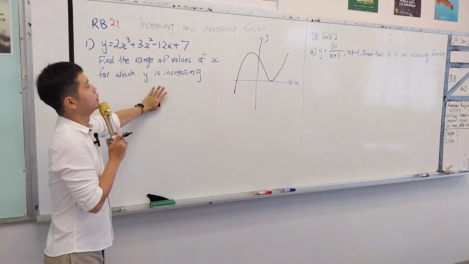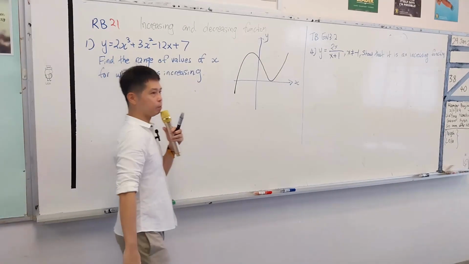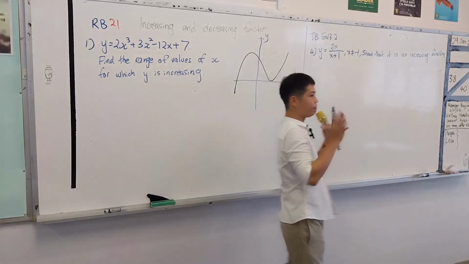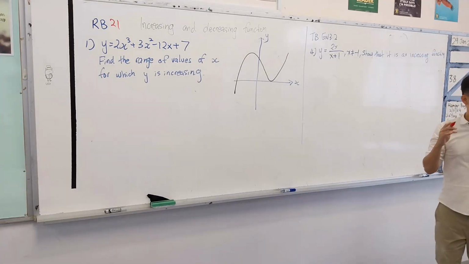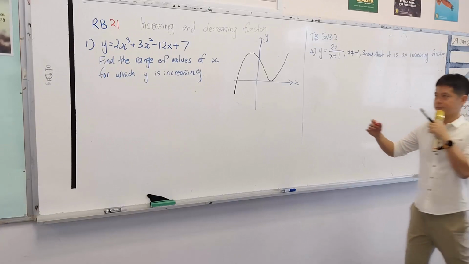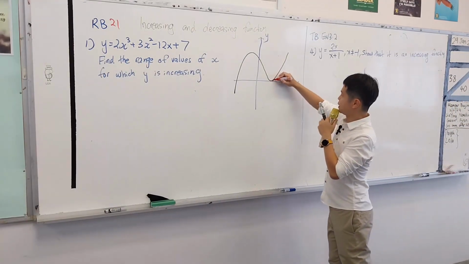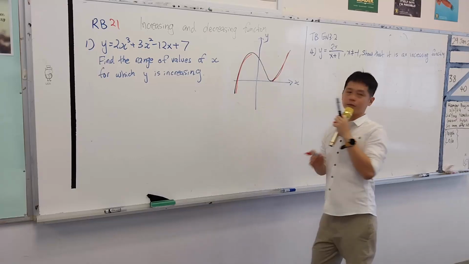Okay, all look here. Where is y increasing from the graph? How many parts of the graph will y be increasing? The answer is 2 parts. During the exam, you don't have the graph, so you just need to trust your steps are correct and trust that you'll get the answer. So these are the 2 parts where you get the increasing function, the red part.